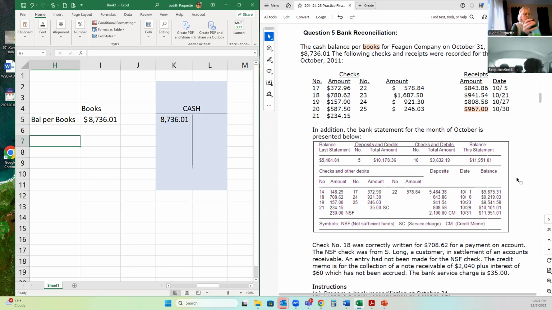Did I say that backwards? Is there anything in the bank that is not recorded by the books? I'm seeing the 5,484. Yeah, and you can see it's not up here. And because it's deposited by the bank on October 1st, we are going to assume it was from the previous month. Oh, okay. And I need to add that to the instructions, but yeah.